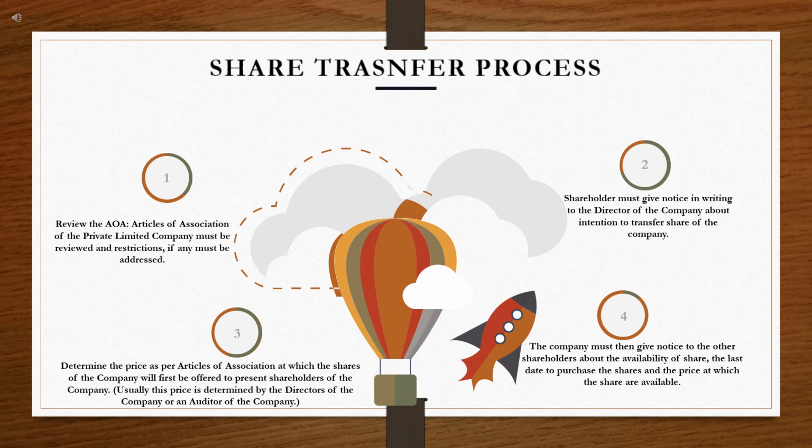Usually this price is determined by the directors of the company or an auditor of the company. Step 4. The company must then give notice to the other shareholders about the availability of share, the last date to purchase the shares and the price at which the shares are available.